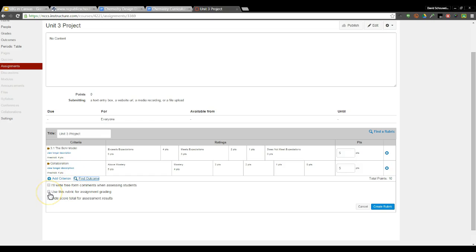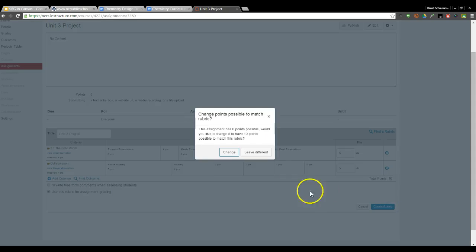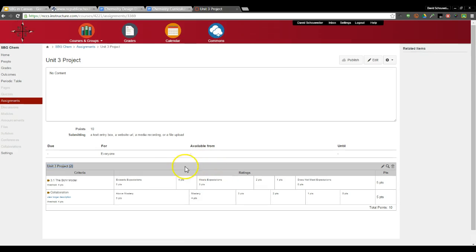I'm also going to click this box that says use this rubric for assignment grading once I've got all of the outcomes that I want aligned to my particular assignment. And I'm going to create this rubric. Now I'm going to make sure that my points are aligned, so it's going to prompt me to say that I've set it to be worth 0 points, but your rubric is worth 10 points. And so I want to go ahead and make sure it's worth 10 points. So I'm going to click change.